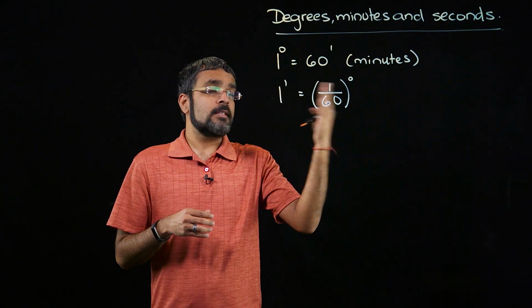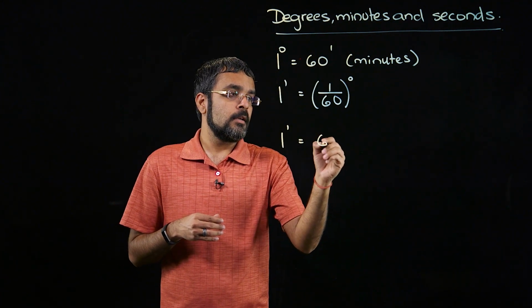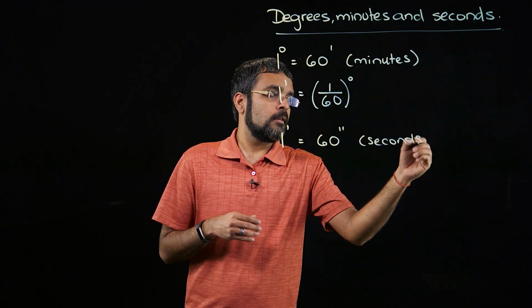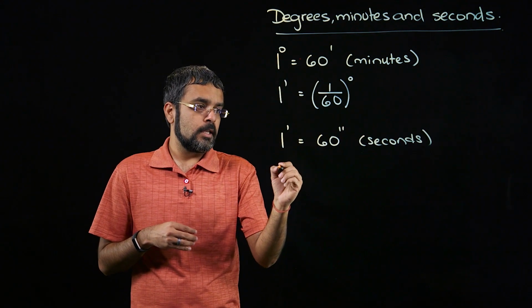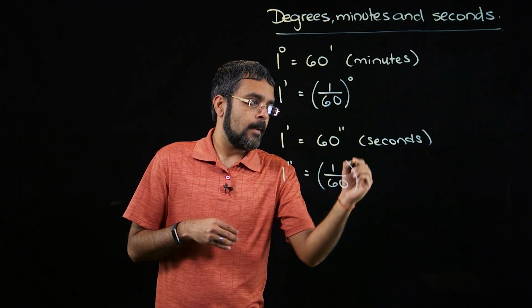The relationship between minutes and seconds stays the same. That is, 1 minute is going to be 60 seconds, and so obviously 1 second is going to be 1 over 60 minutes.